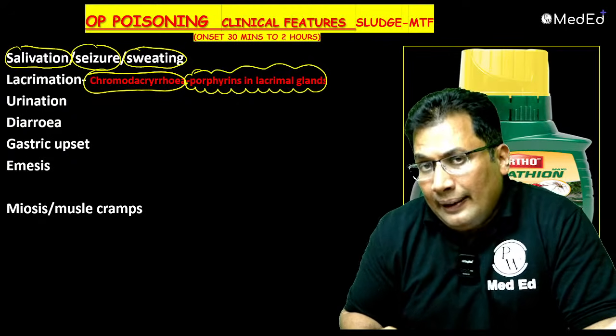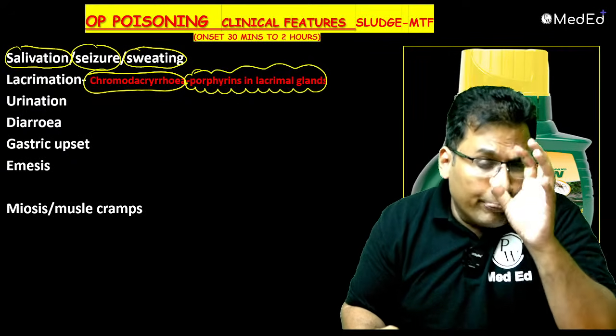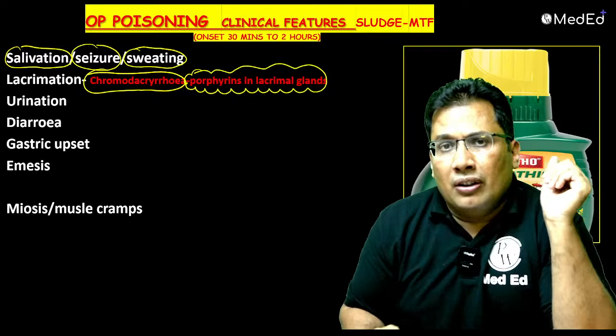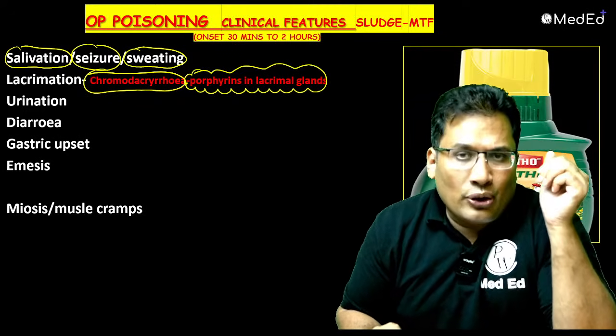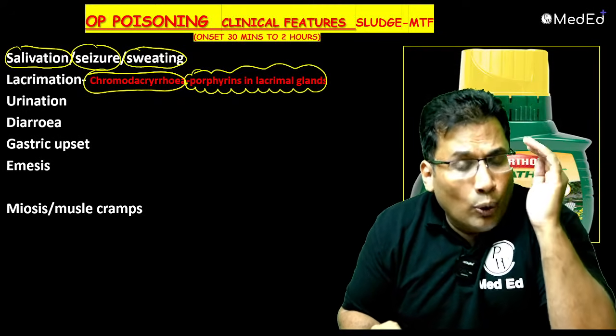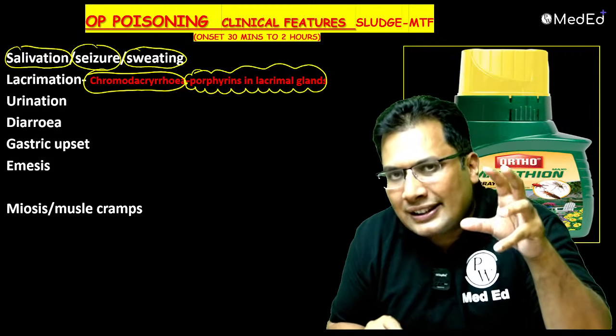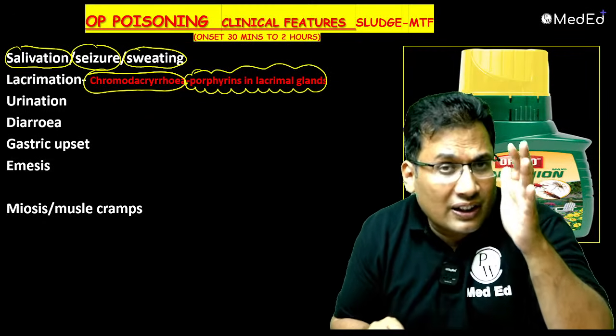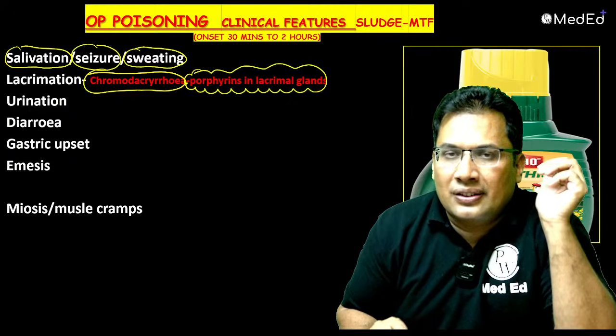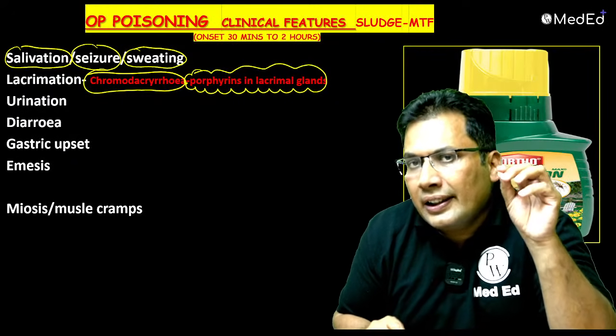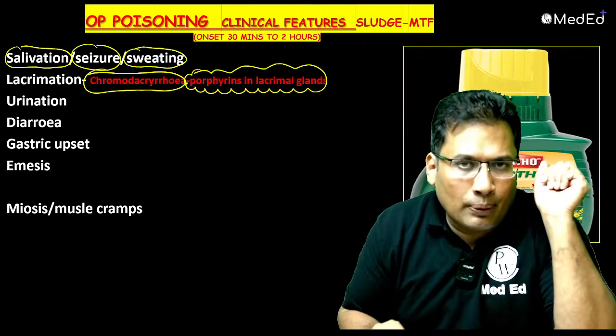As I said in the beginning, miosis is very common. Mydriasis is very common in case of datura poison, but in case of OP poison, miosis is very common. One of the differential diagnoses is morphine overdosage. Even morphine overdosage can lead to miosis or pinpoint pupil.